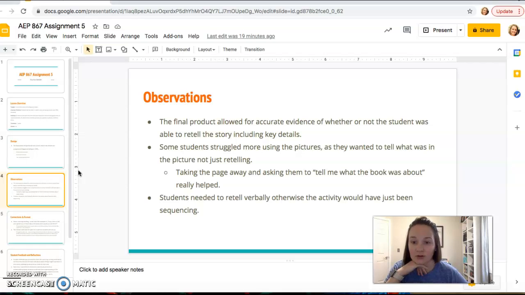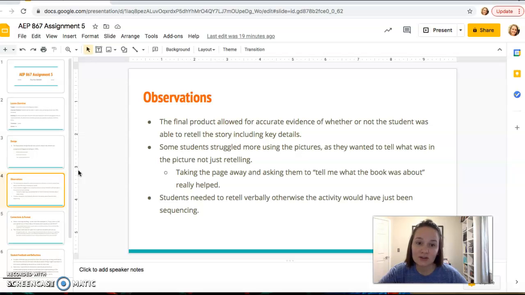Observations after going over and reflecting on everything, the final product allowed for accurate evidence of whether or not the student was able to tell the story, including key details. It was very easy for me as the teacher to see what kiddos had it and then what ones were still struggling with a few parts.